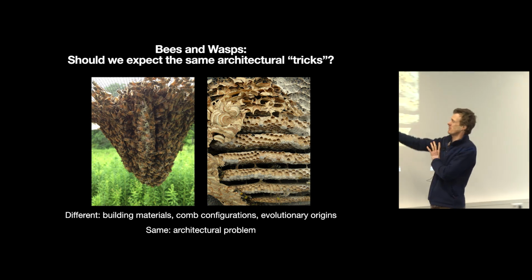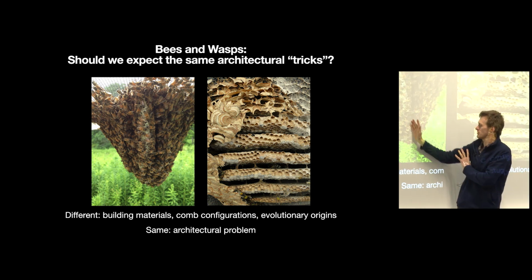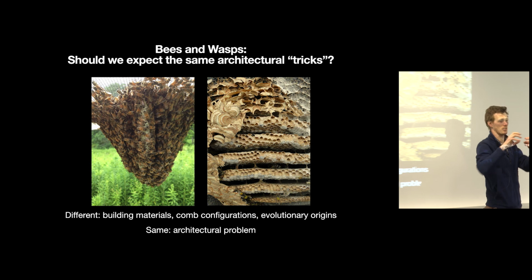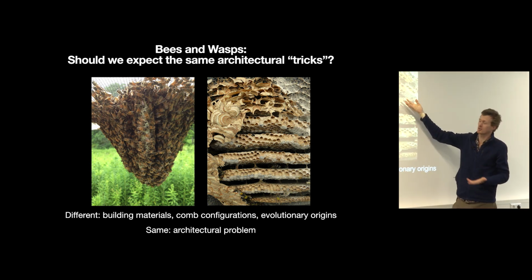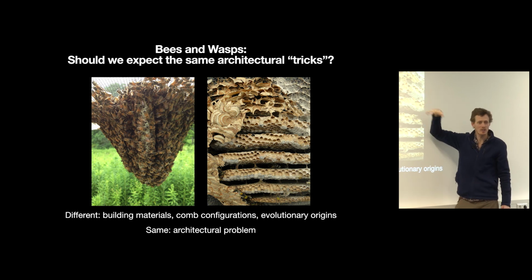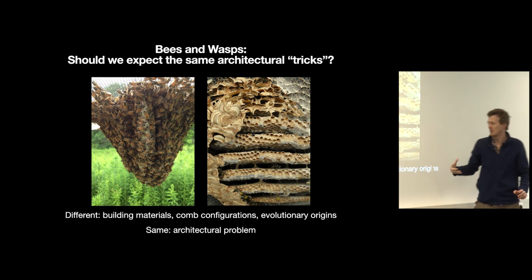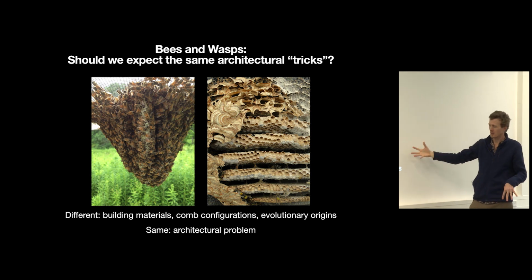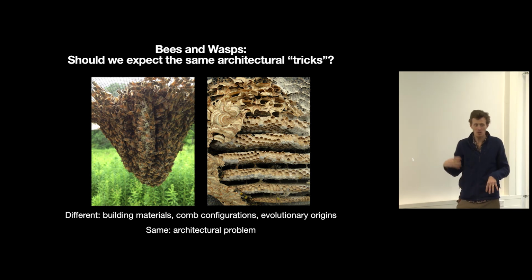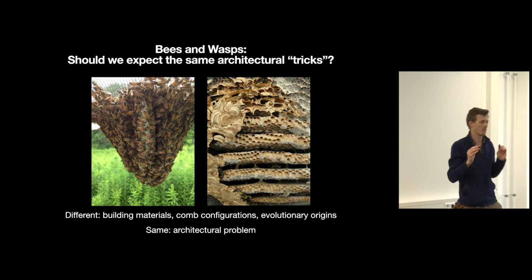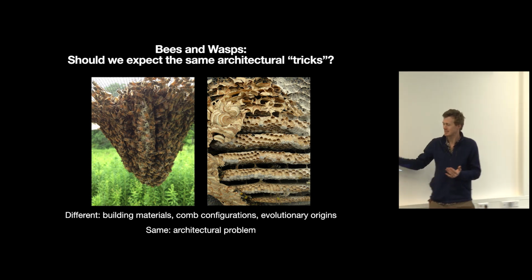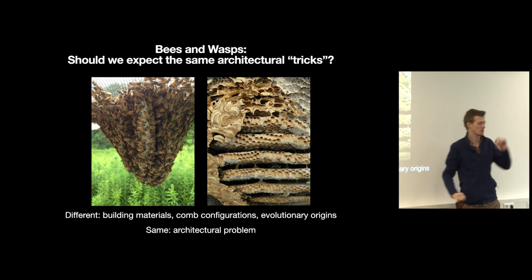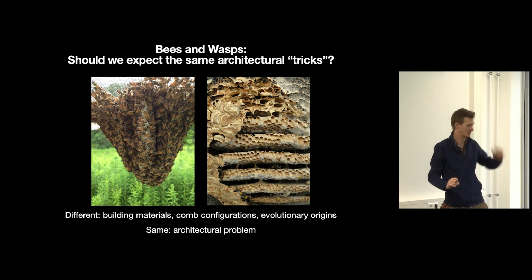So here's an example of honeybees building their comb. They build it this way. They build their comb out of wax. Their comb is double-sided. The wasps, in contrast, build their combs facing downward, single-sided, out of paper. So really what you have is different materials, different configurations, also different evolutionary origins. Bees and wasps independently arose at the hexagon. So it's not a shared origin. But the same is that they have the same architectural problem. And I'll get to what that architectural problem is in a second.